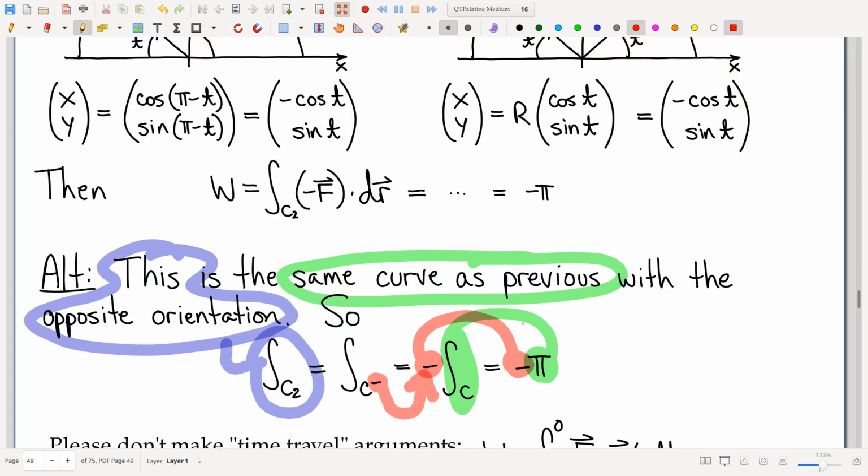Right? I don't have to parameterize anything. I'd already parameterized it backwards, and I know that when I go backwards, that just costs me a minus sign. By far my favorite of the three ways that I've shown you so far. How are we doing? Is everybody happy with that? Everybody see how this is much nicer? Okay. All right.